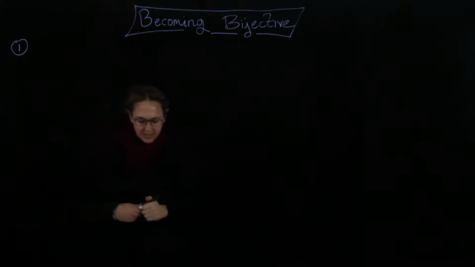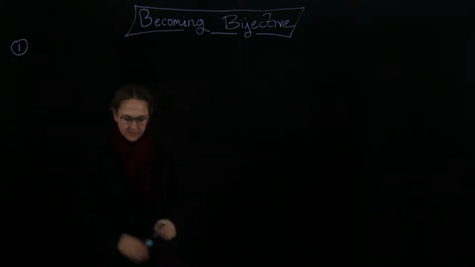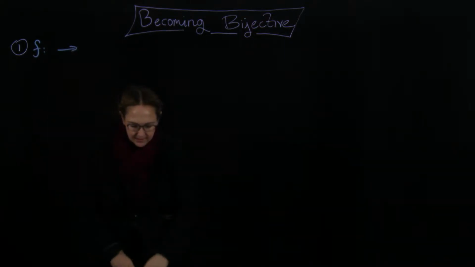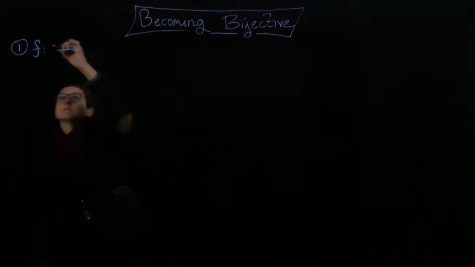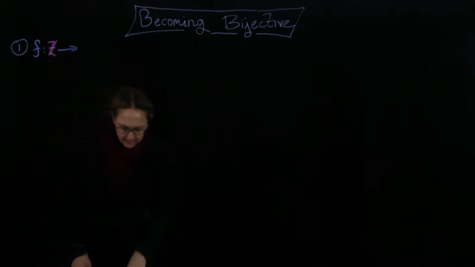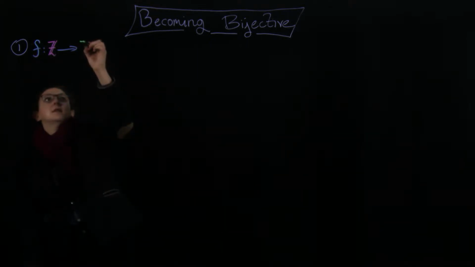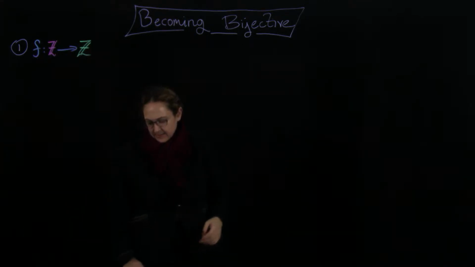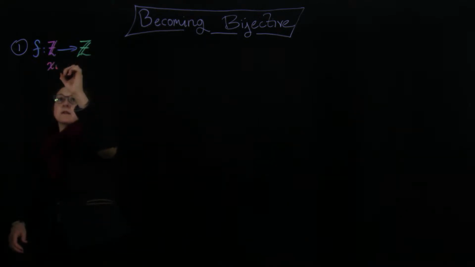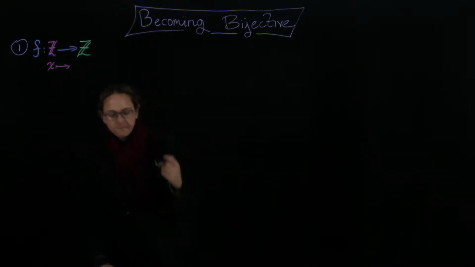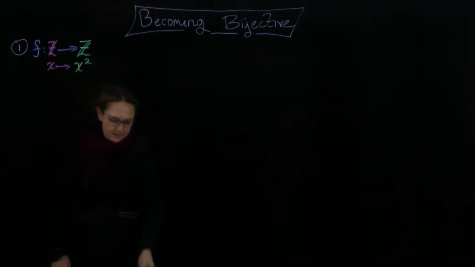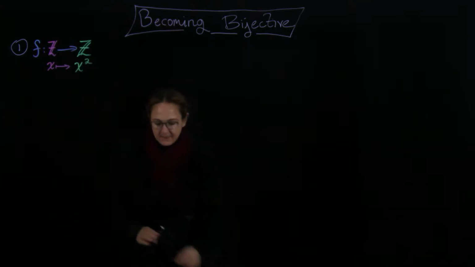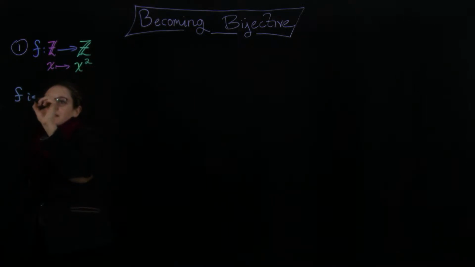Let's take the function f, which is going to go from the integers Z to Z, and it's defined by x going to x squared. This function is not injective.